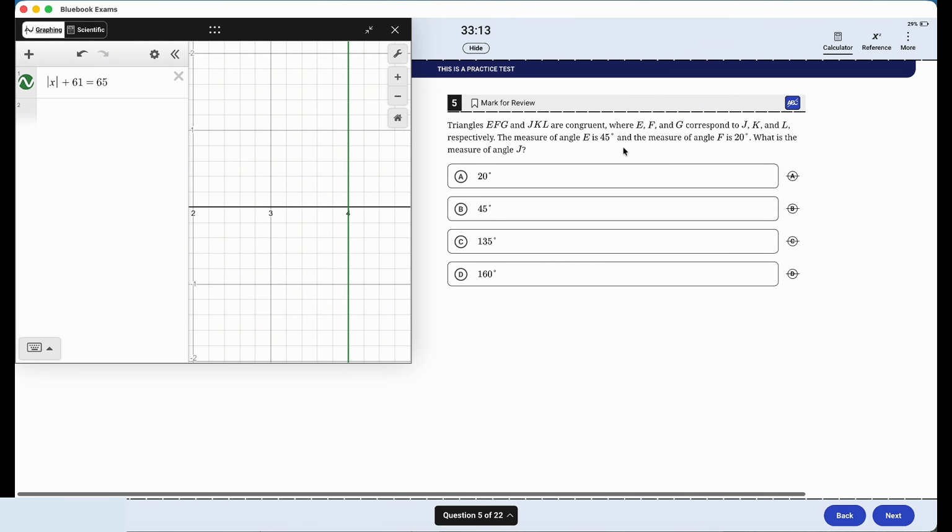Next one, triangles EFG and JKL are congruent. Remember, congruent means they're identical. Same angles, same sides, same everything. It says where EFG corresponds to JKL, the measure of E is 45, measure of F is 20. What is the measure of J? Well, you see, J and E correspond to each other. So if E is 45, J is 45.